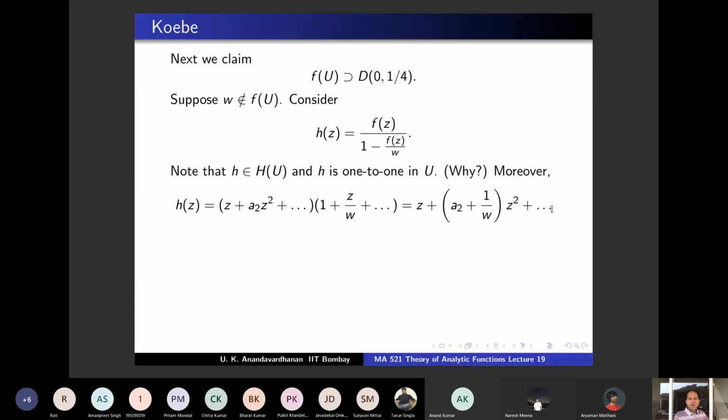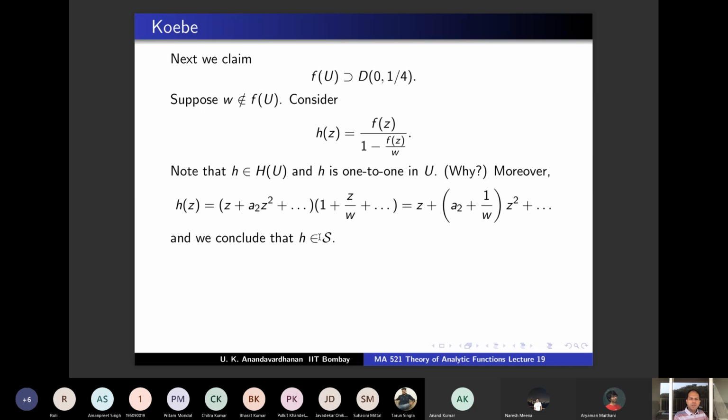square plus etc. So it follows that H of 0 is 0 and H prime 0 is 1. H is holomorphic, so it's a univalent holomorphic function with this kind of power series. In other words, H belongs to S. So we have checked that this H that we have defined belongs to S. Now we are done. Now the Koebe theorem follows.